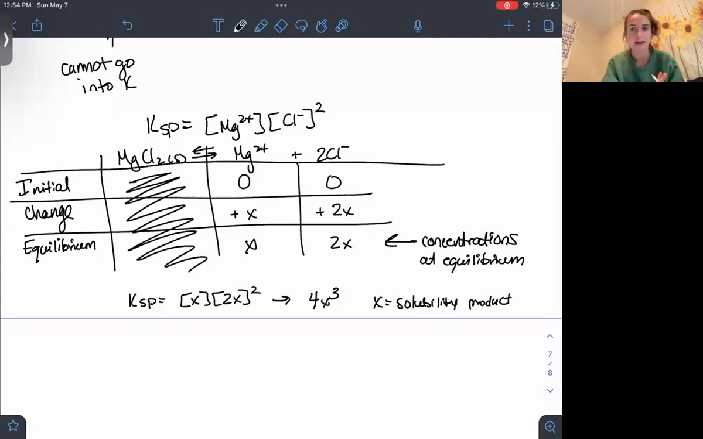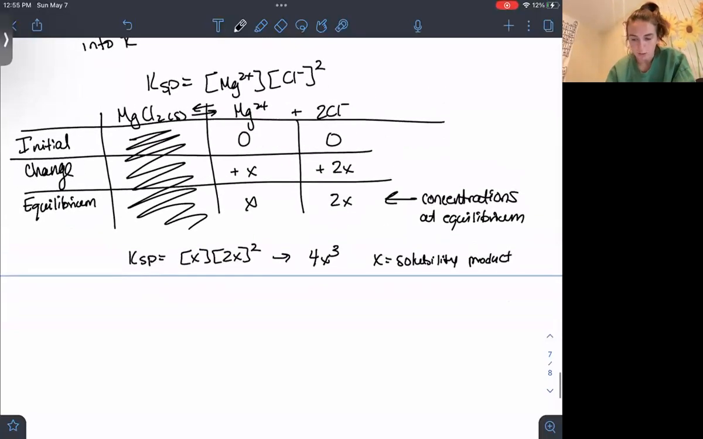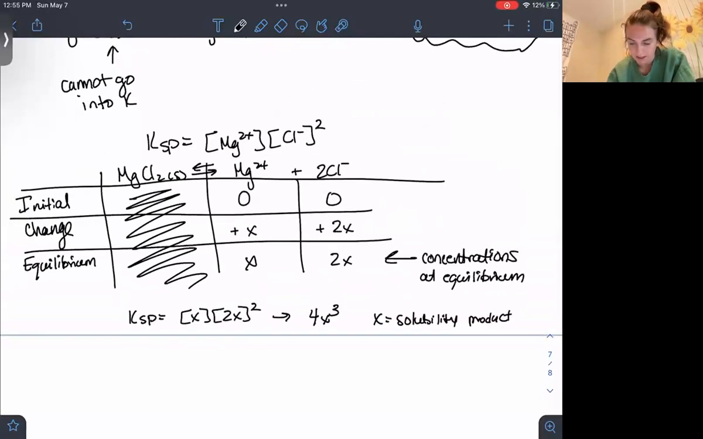Okay. And then Isabella, for this being squared, your KSP, so your actual equation is this: magnesium chloride goes to magnesium and 2 chlorine ions. So this 2 here becomes this square up here. And so when you plug it into your KSP value, you need to keep that square from the original equation that you had. Does that make sense? Okay.